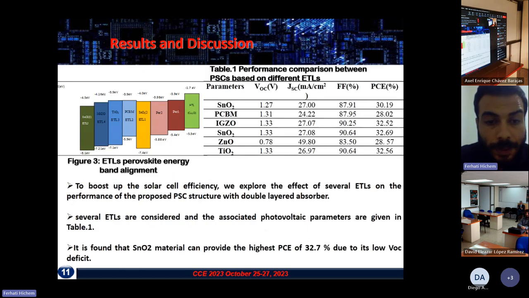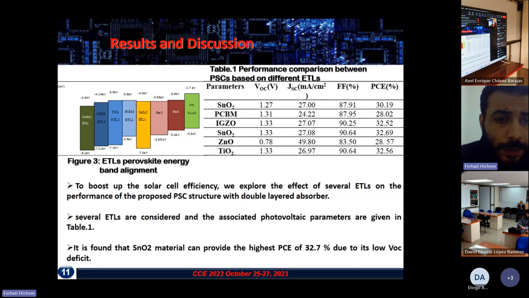To boost up the solar cell efficiency, we explore the effect of several electron transport layers on the performance of the proposed perovskite solar cell structure with double layered absorbers. So we can see from this figure that represents the electron transport layer with perovskite energy band alignment, we can notice that the conduction band offset is high for several materials, which can degrade the performance of the device.